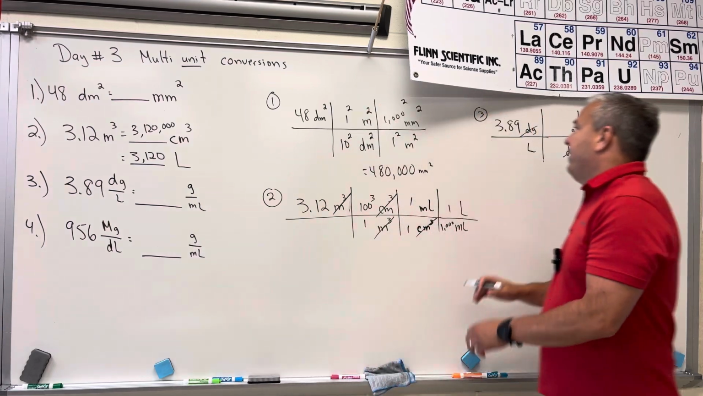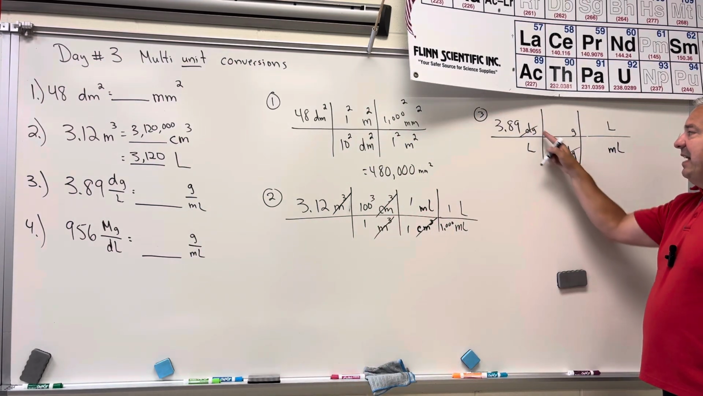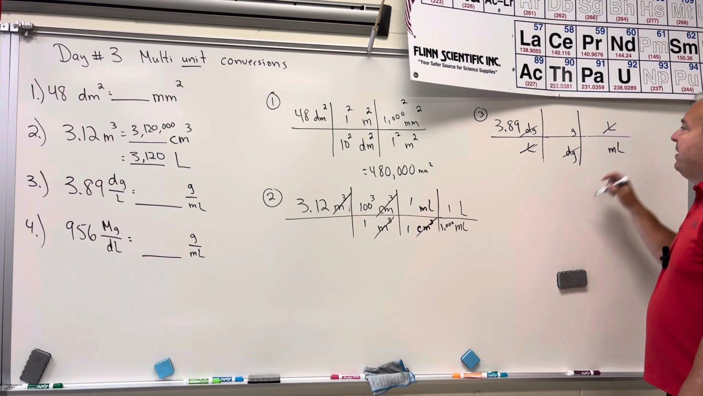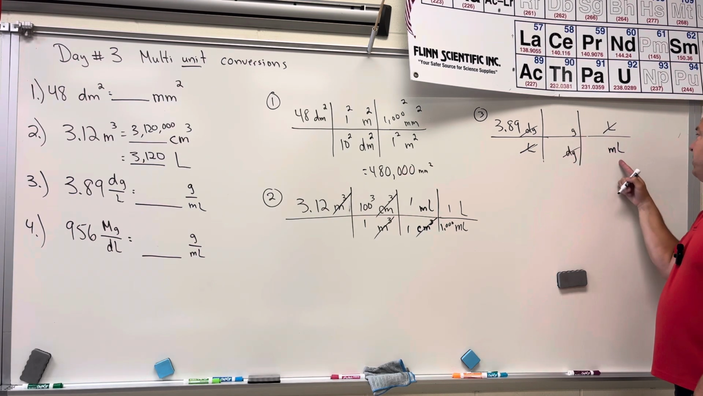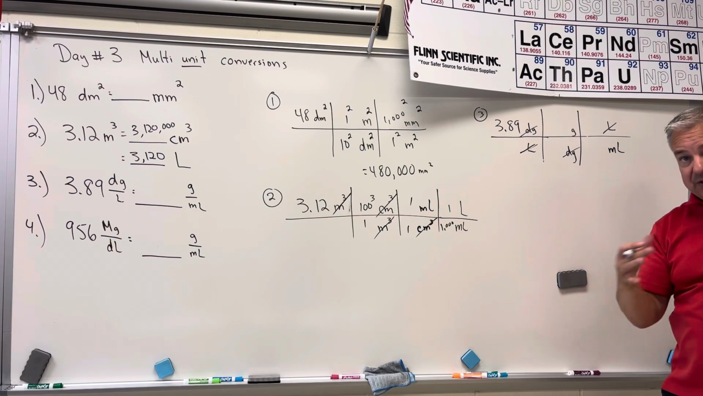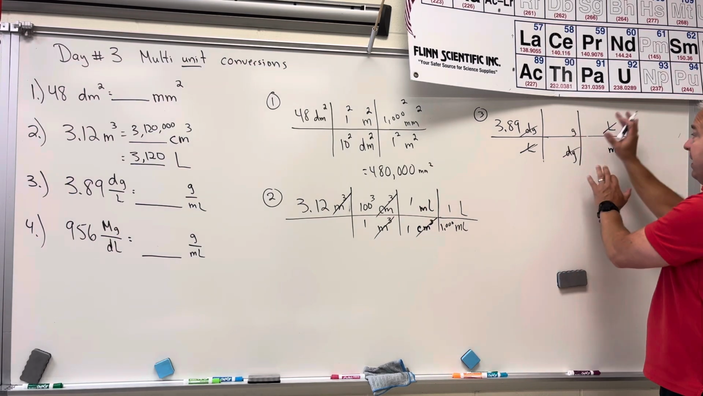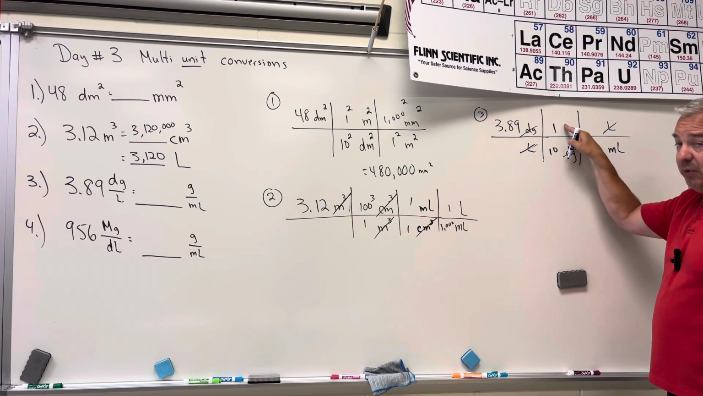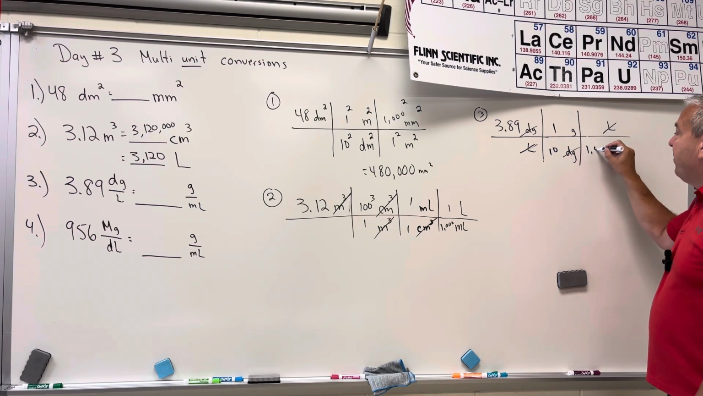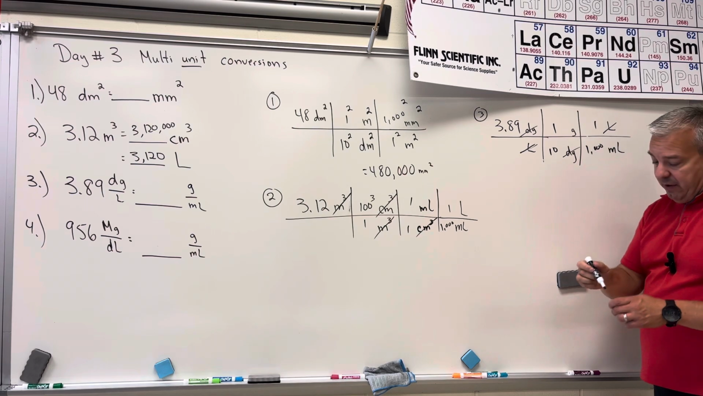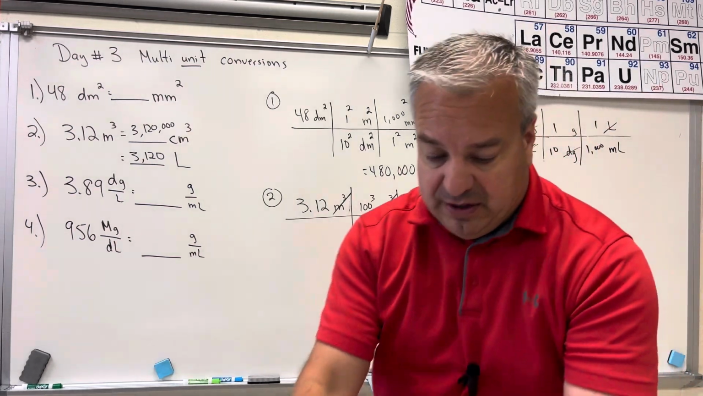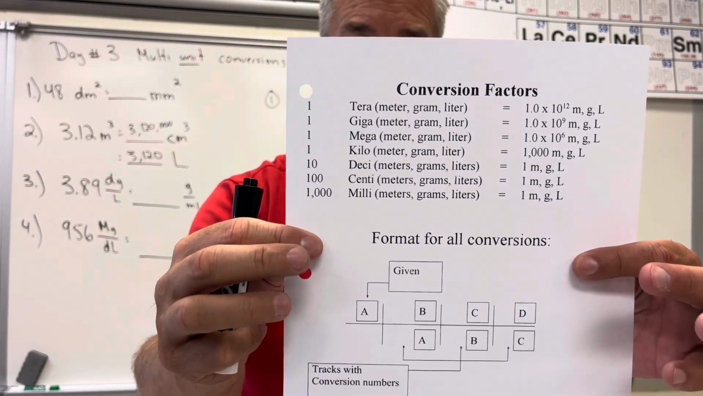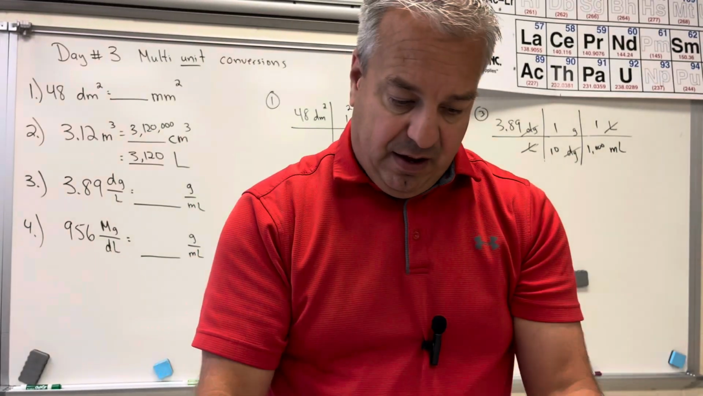So if I cross everything out here, the decigrams cancel out, the liters cancel out, and I'm left with grams per milliliter. And that's how you solve the problem. Now, I still need to fill in conversion factors. There's 10 decigrams per gram, and there's 1,000 milliliters for every 1 liter. I want to let you know I got that information from the conversion factors that we memorized on the first day of class.